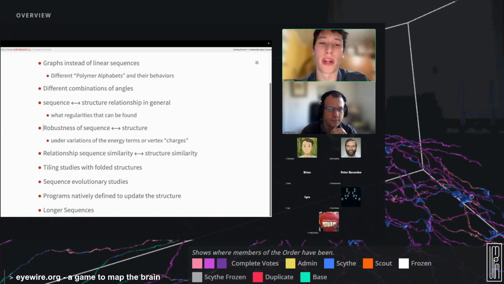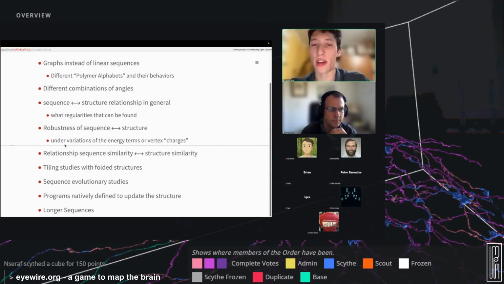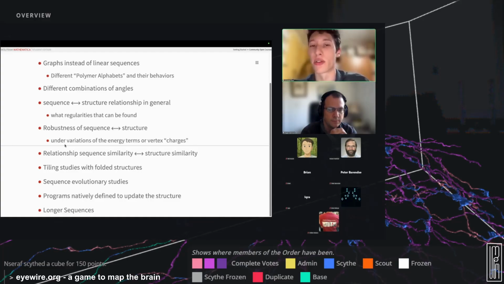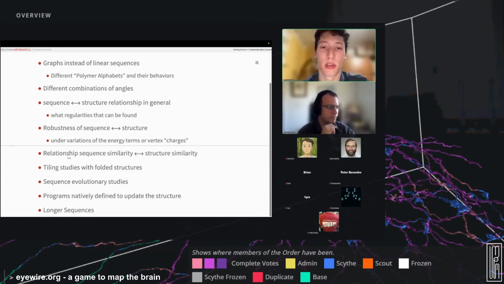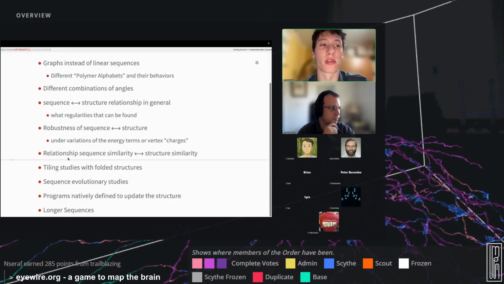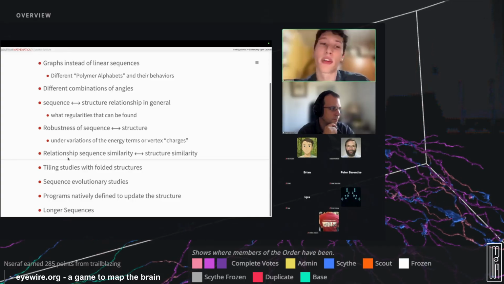So one way to do that would be to just change the energy terms and look how much you need to change them to change what is defined as the lowest energy in your model under a certain sequence. Right, then we have not looked into this. It's also basically an obvious thing to do.